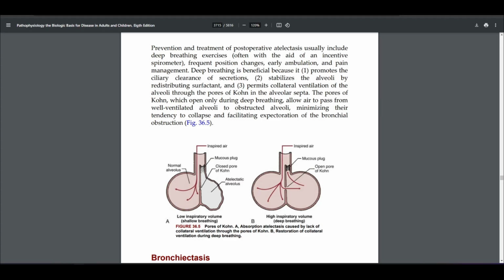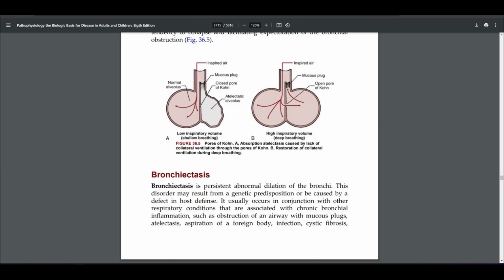collateral ventilation of the alveoli through the pores of Kohn in the alveolar septa. The pores of Kohn, which open only during deep breathing, allow air to pass from well-ventilated alveoli to obstructed alveoli, minimizing their tendency to collapse and facilitating expectoration of the bronchial obstruction. Here you're looking at the pores of Kohn. A, the absorption atelectasis caused by lack of collateral ventilation through the pores of Kohn, and then B, the restoration of collateral ventilation during deep breathing.